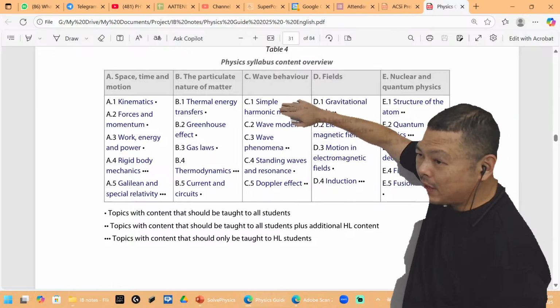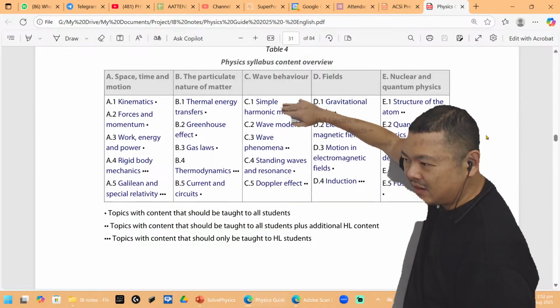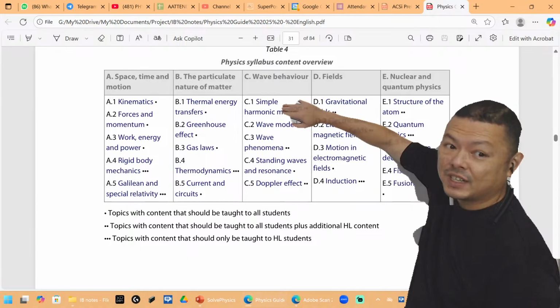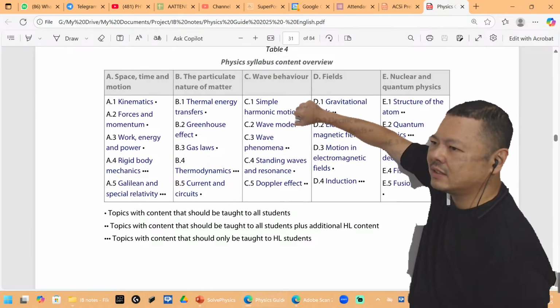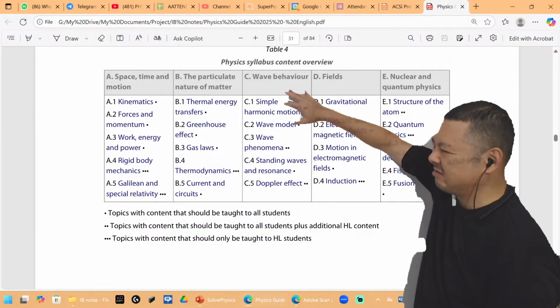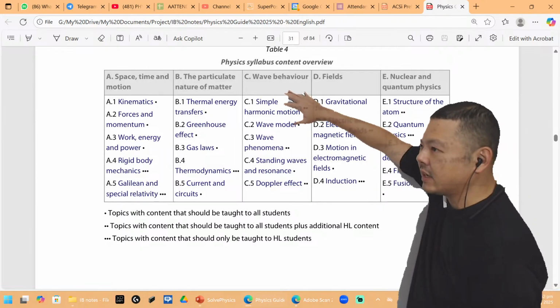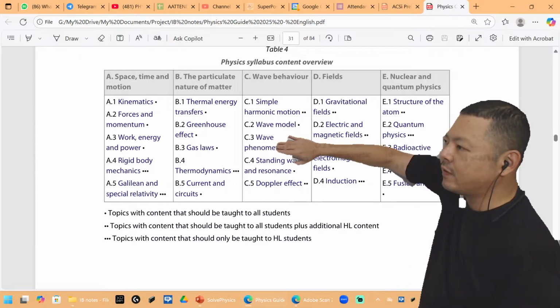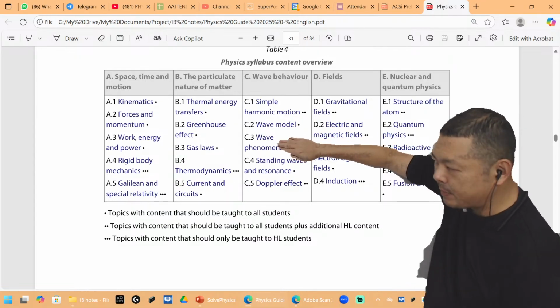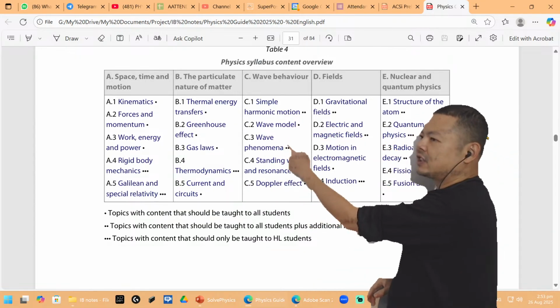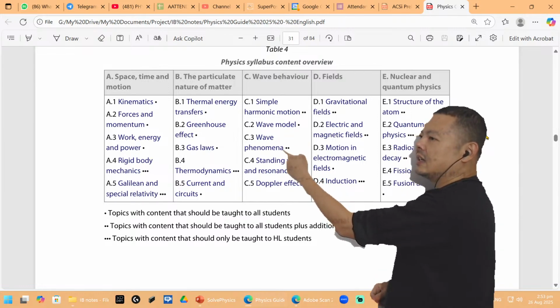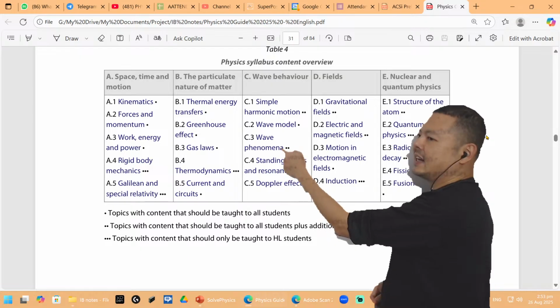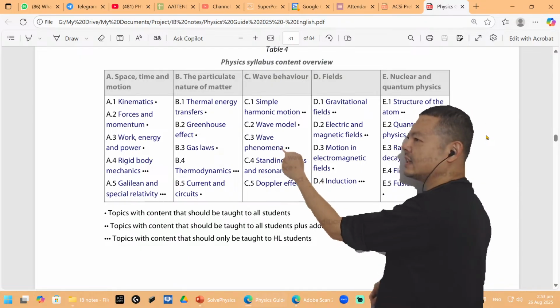So probably not. If anything, it's vertical mass spring, right? If anything, this vertical mass spring is pretty much the next thing. Wave model is just your general waves. Oh, actually, we had some waves, right? Some particles and waves and all that. Wave phenomena, this is the biggest topic, right? So you've got your reflection, refraction, double slit, single slit, diffraction grating, modulation, all of that inside here, and all the equations inside here.